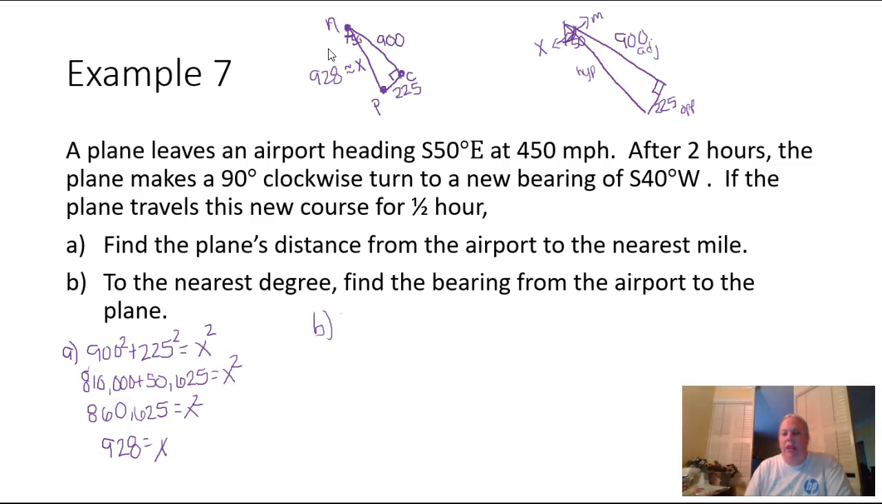All right, so we have the tangent with respect to my angle M is going to be the ratio 225 divided by 900. This means that angle M is going to be the inverse tangent of 225 divided by 900. And so to the nearest degree, angle M is going to be 14 degrees.